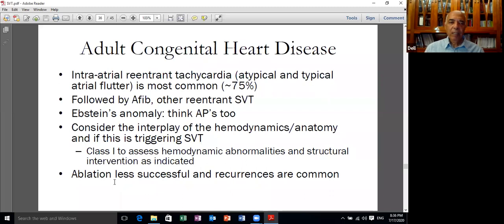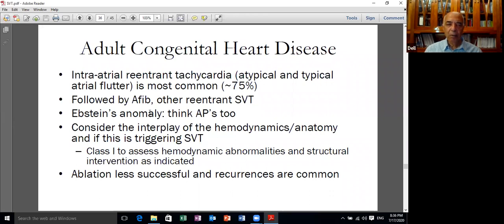Now we move to another subject, which is supraventricular tachycardia in adult patients with congenital heart disease. Actually, most of these conditions have a hemodynamically significant congenital cardiac anomaly, and the tachycardia here is an intra-atrial reentrant tachycardia, very similar to typical or atypical atrial flutter. Sometimes it degenerates into, is associated with, or is followed by atrial fibrillation.